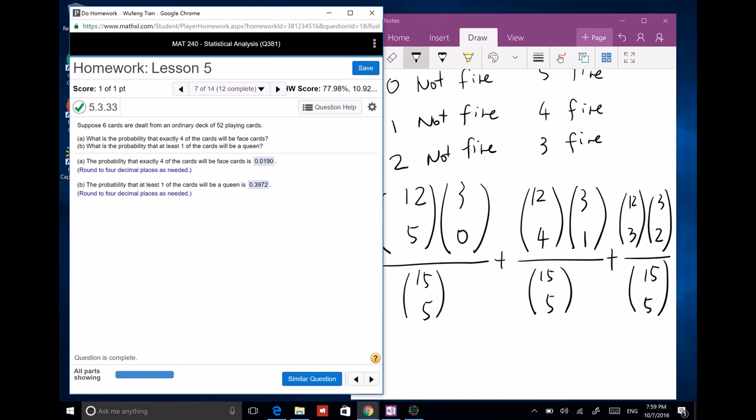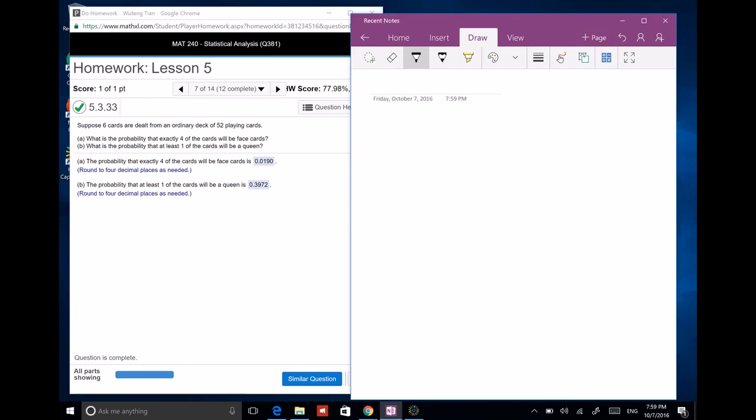Next one is number 7. Problem 7 is: suppose 6 cards are dealt from an ordinary deck of 52 playing cards. What is the probability that exactly 4 out of the 6 cards will be face cards? We have 52 cards. How many face cards do we have? 12 face cards, and the other 40 are number cards, non-face cards.